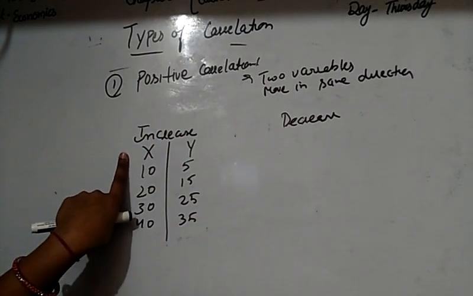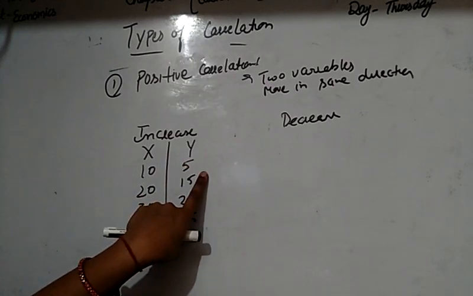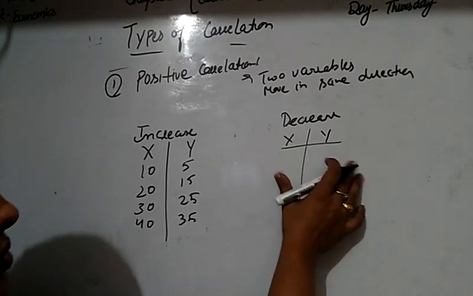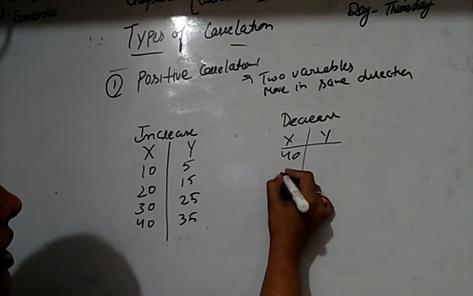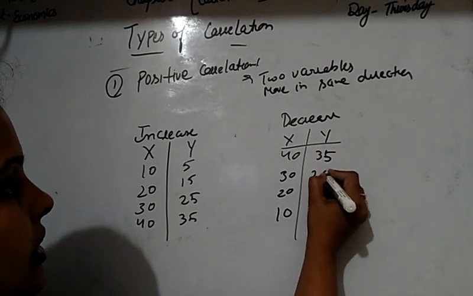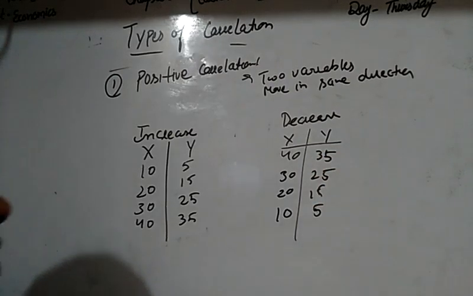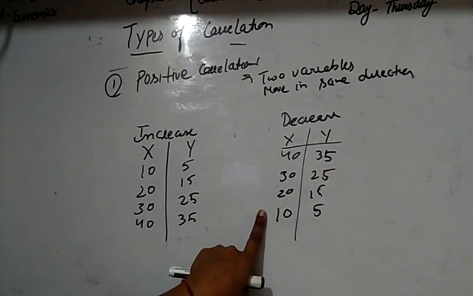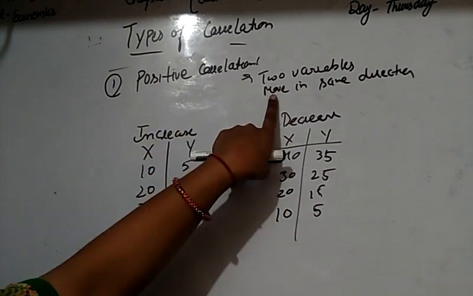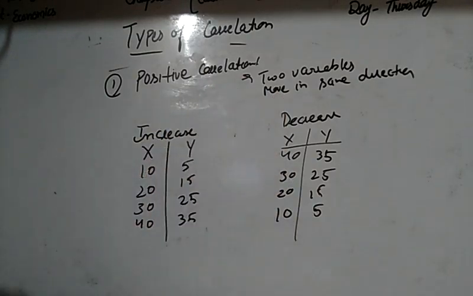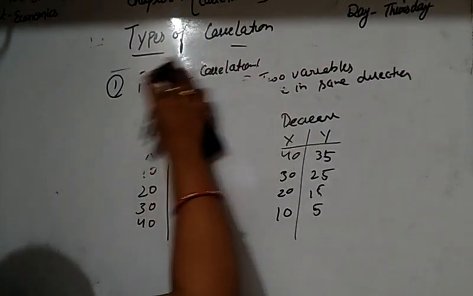If one variable increases, the second variable is also increased. And if one variable is decreased, now they are decreasing to 40, 30, 20, 10, 35, 25, 15, 5. Now see, these two variables x and y move in the same direction. Okay, so when two or more variables move in the same direction, whether it is increase or decrease, that we call positive correlation. Okay students, next is negative correlation.